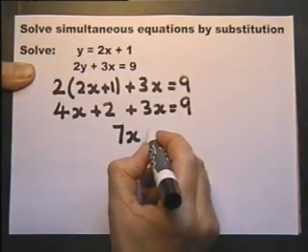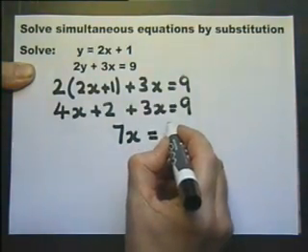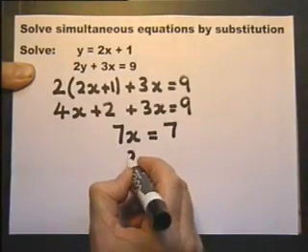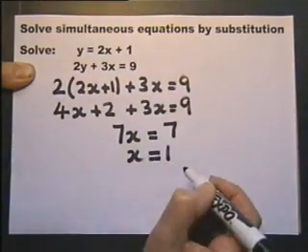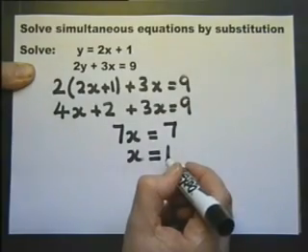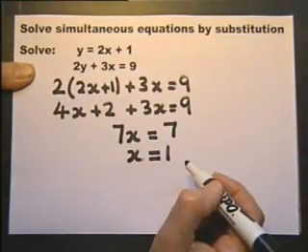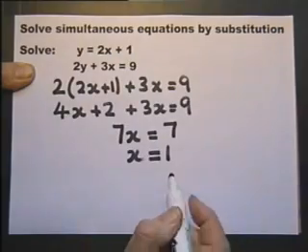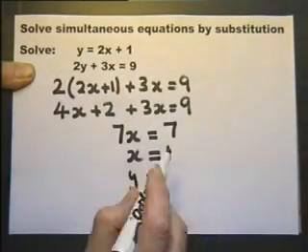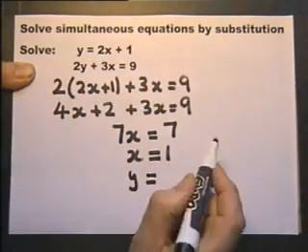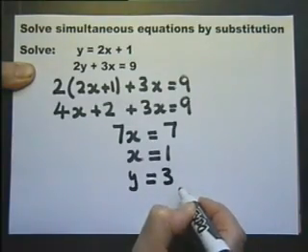Subtracting 2 from both sides will get you 9 take away 2. Divide both sides by 7. Once we've got a value, we can substitute into either of the first equations. I think the first equation will be the easier. So y is 2x plus 1, 2 times 1 plus 1, 3.